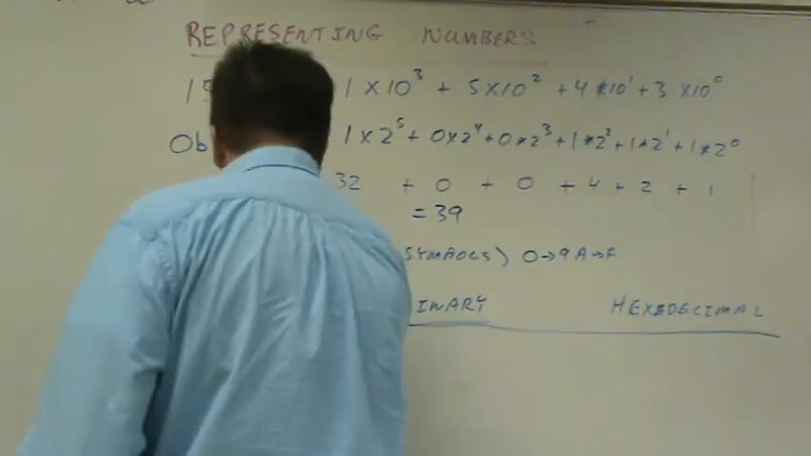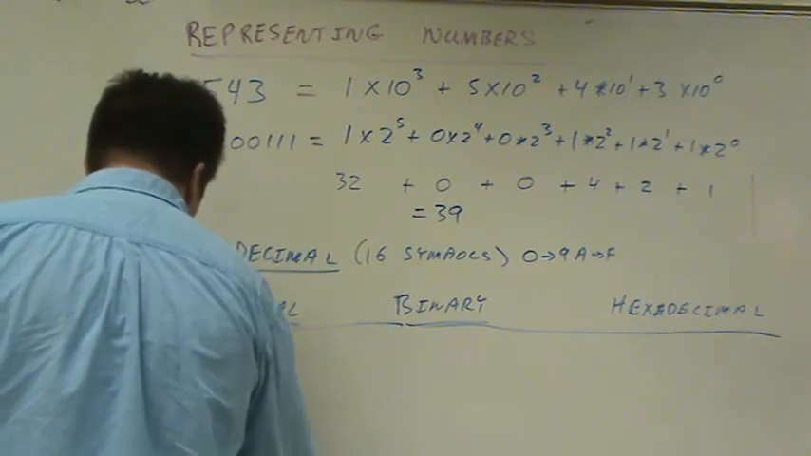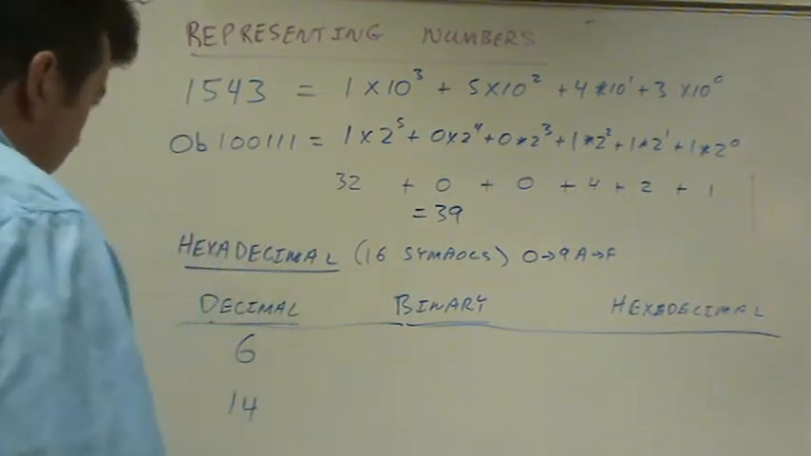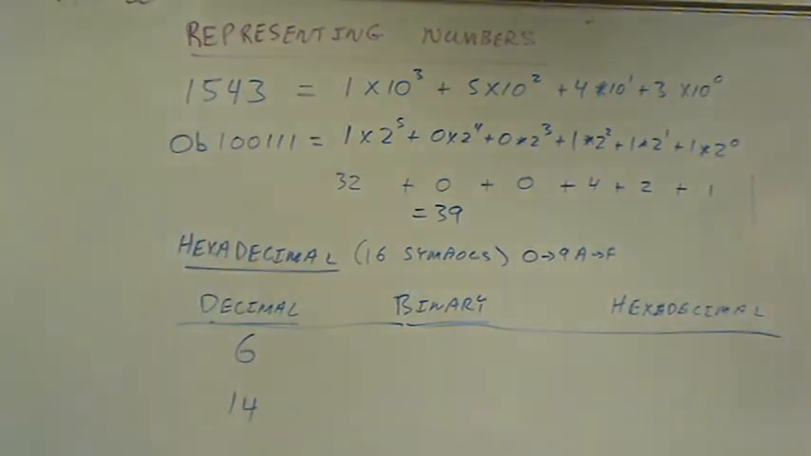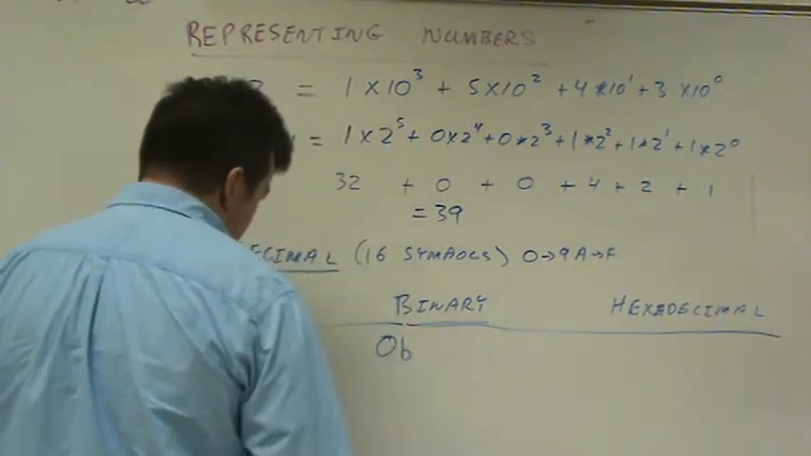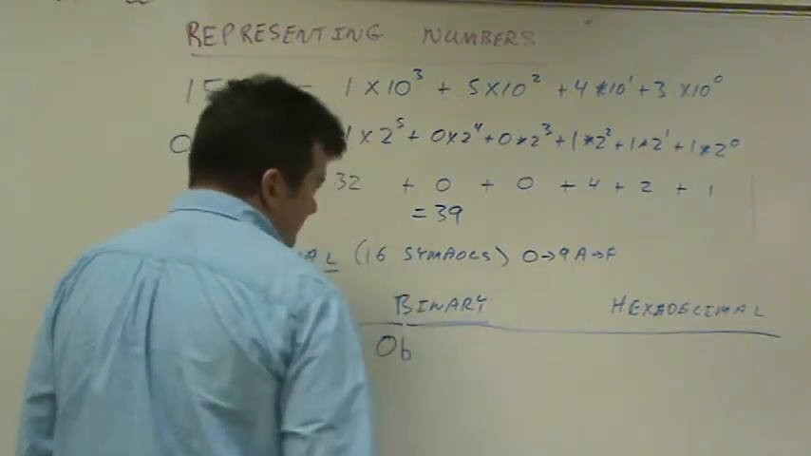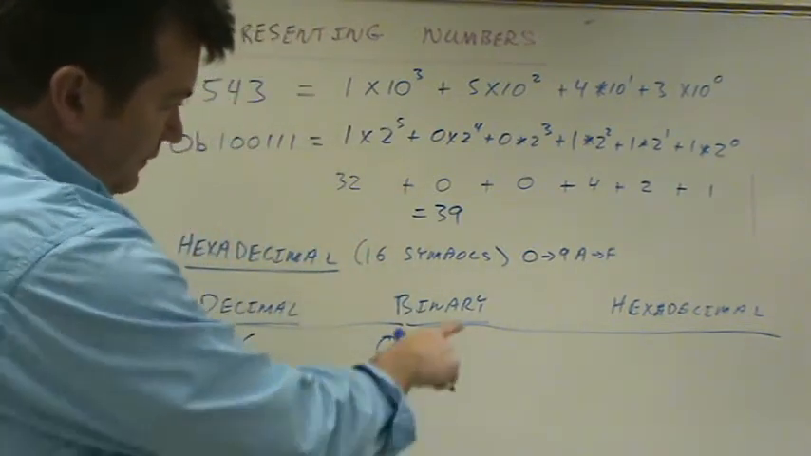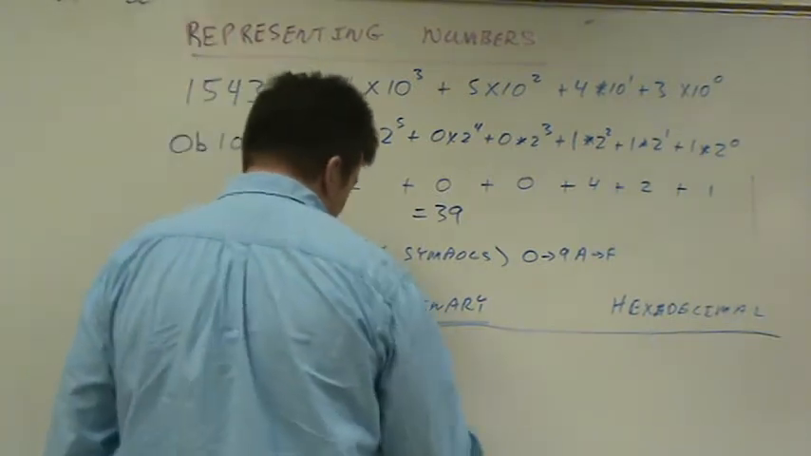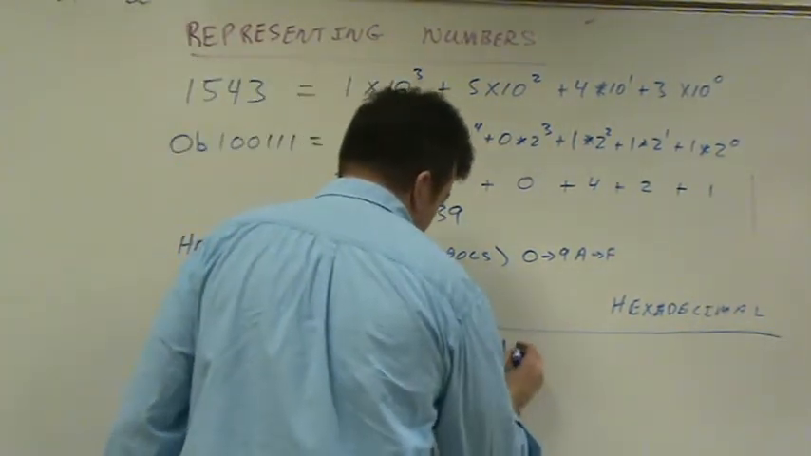So what we could do then is, for example, if we wanted to represent numbers like 6 and 14, what would we do? In binary, it would end up being, we'll put a 0b here, and a 6 would be, I'll use 8 bits. The reason I'm using 8 bits will become clear when we do hexadecimal. But what would 6 be? 6 would be a 1 and a 1 with a 0 after.